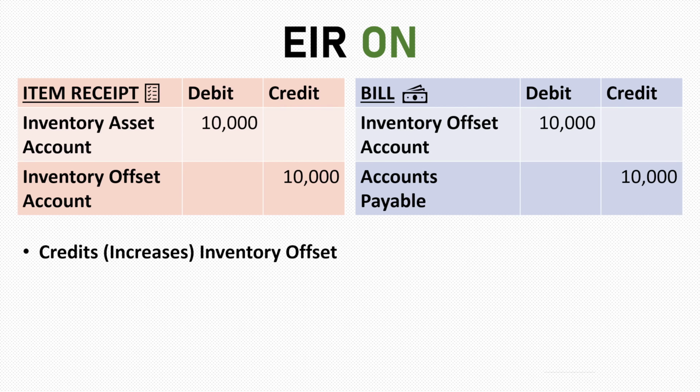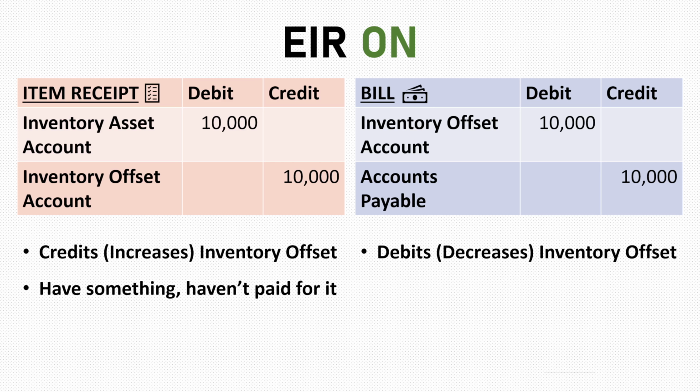Item receipts posting to the inventory offset account are going to increase or credit that inventory offset account, whereas a bill is going to debit or decrease the inventory offset value. Think of it as the item receipt is you have something but you haven't paid for it yet. So if you just have the item receipt in there in QuickBooks, it's going to show up as a liability, which kind of makes sense. You've got something, haven't paid for it, it's a liability.